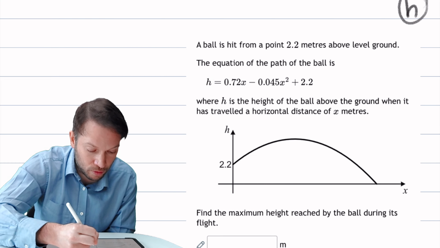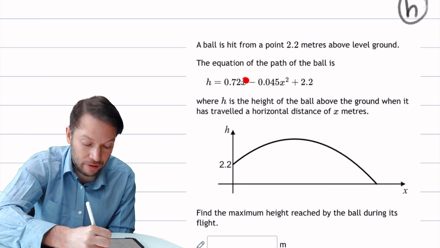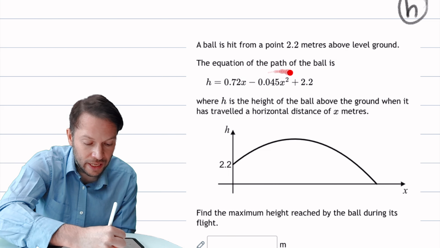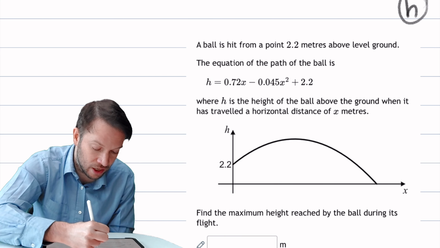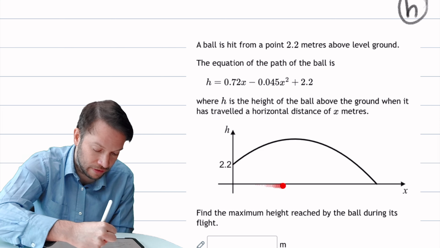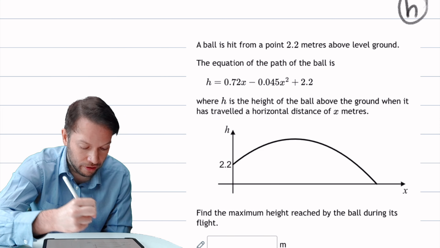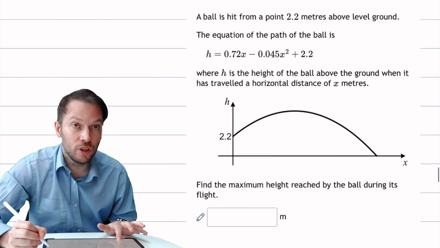the ball. So for example, if the horizontal distance traveled was 0, we'd substitute 0 into this, and that would give us a value of 2.2, so the height would be 2.2. And you can see indeed, when x is 0, the horizontal distance is 0, the h will be 2.2, the height above the ground. And we want to find the maximum height reached by the ball during its flight.